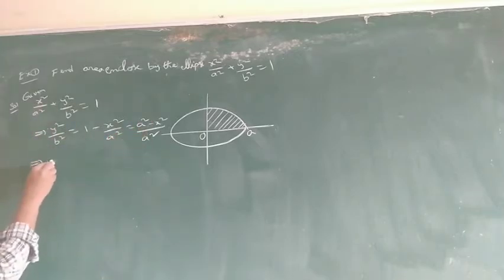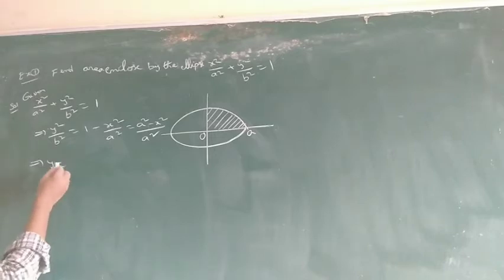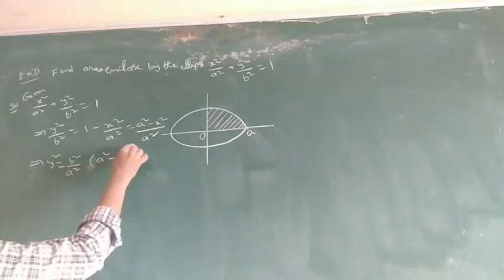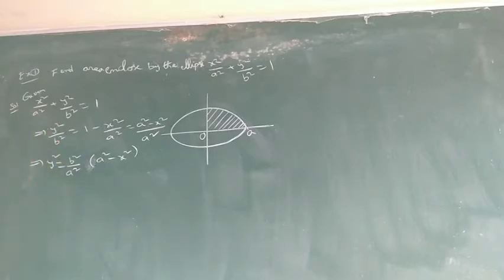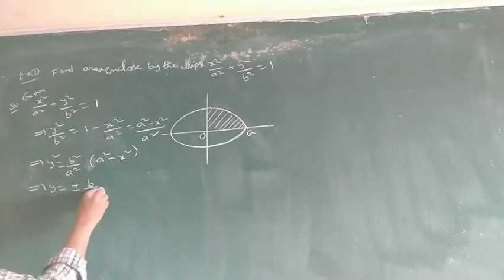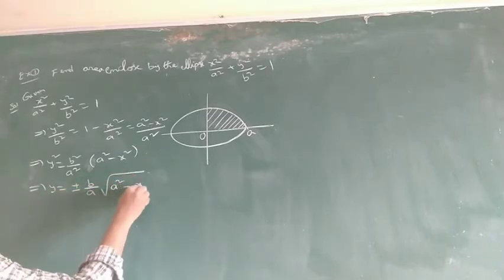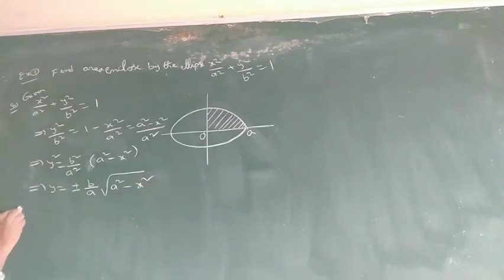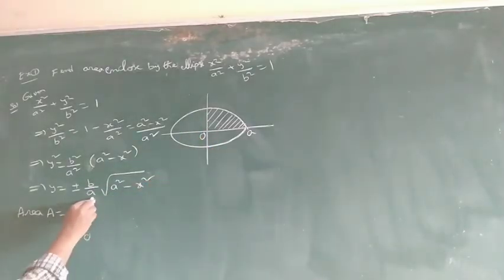So that implies y square is equal to b square by a square into a square minus x square. b square goes to the right side. So y is equal to plus or minus b by a into root of a square minus x square. Same integration. Okay. Area A is equal to 4 into, meaning 4 parts, 4 into integral 0 to a.